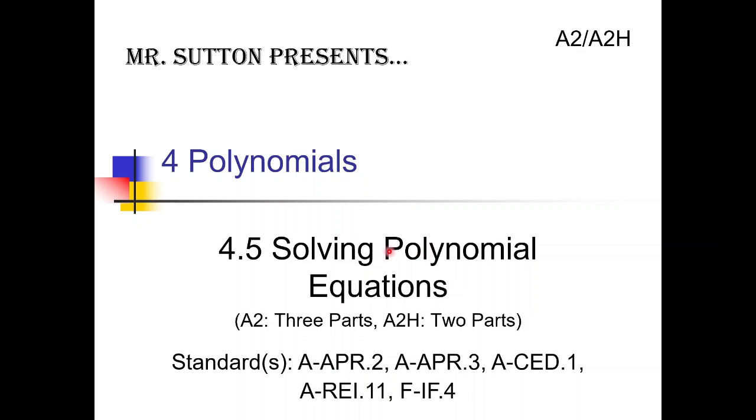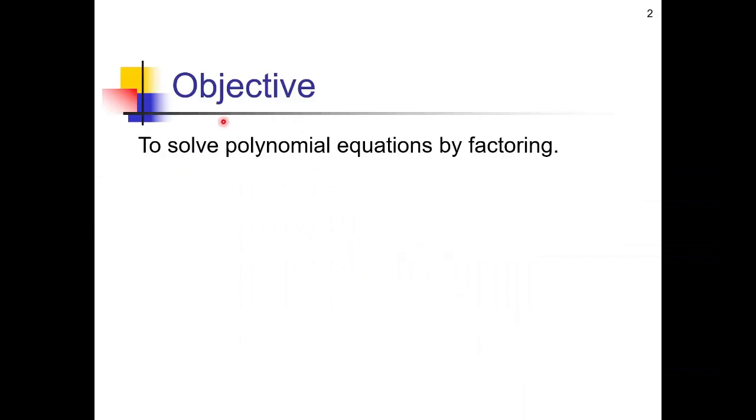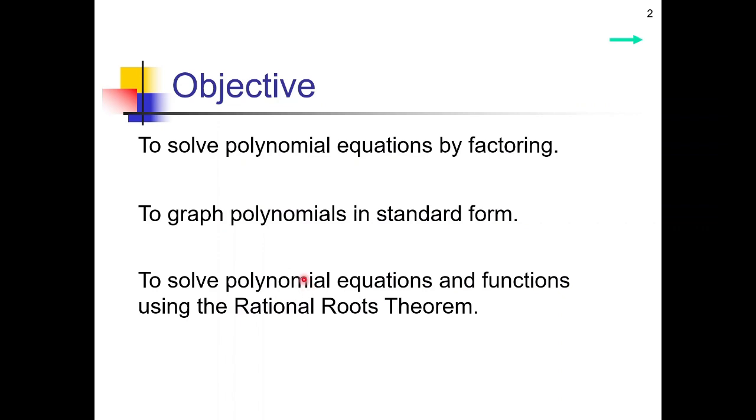So this is going to be either a 3 or a 2-parter, depending on which version of the course you're taking. Either way, through this one we will be solving polynomial equations by factoring, and we're going to be graphing polynomials in standard form. The factoring is going to help us with that. And then we'll go back to do some more solving polynomials, but this time we're going to be using the rational roots theorem instead of traditional factoring.